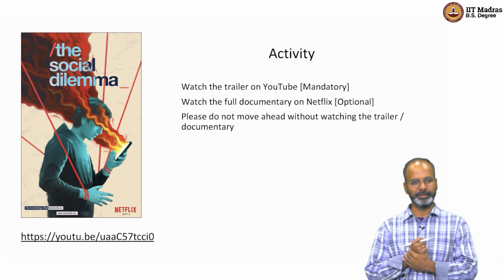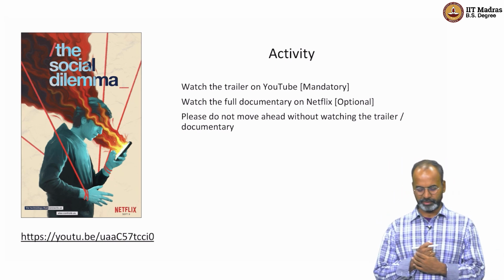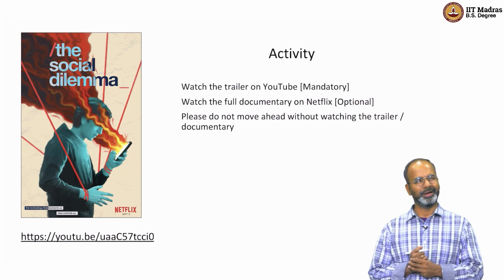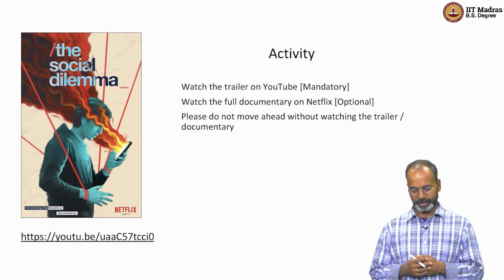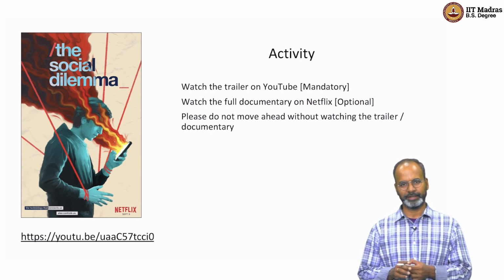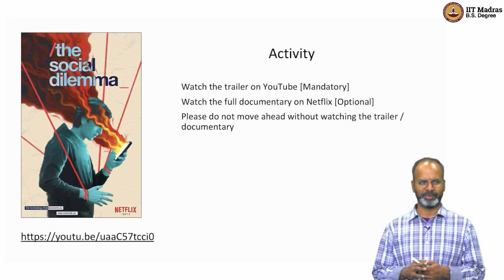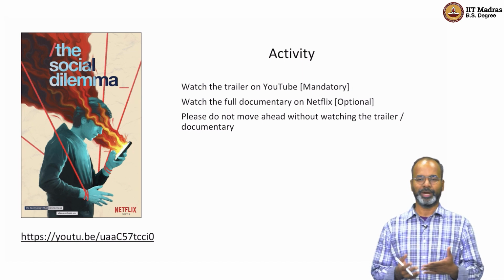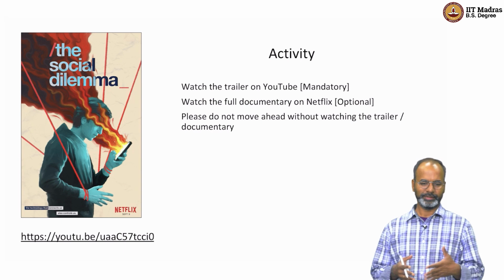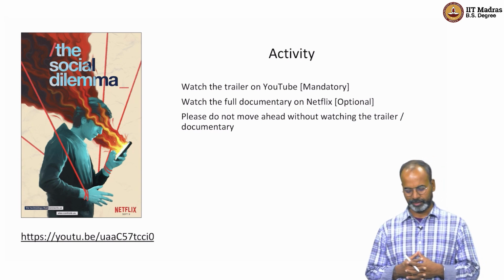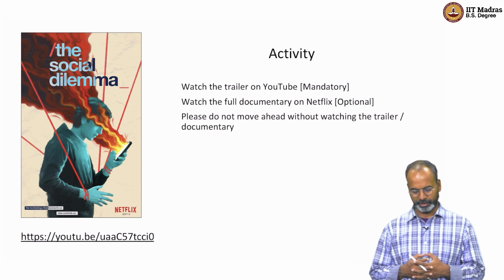The next activity: watch the trailer on YouTube. This is again The Social Dilemma. Some of you may have seen this already. Watch the trailer. The full Netflix documentary is about an hour or 20 minutes. I'm making it optional. But to understand the situation right now and how things are progressing in terms of privacy, I would highly recommend you take a look at the complete documentary also.